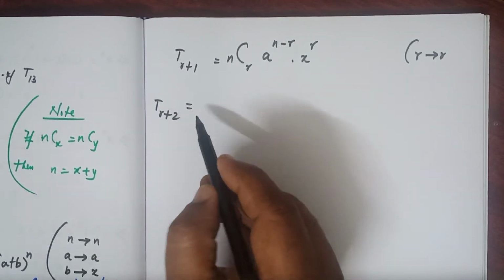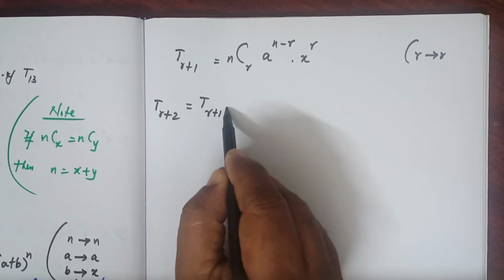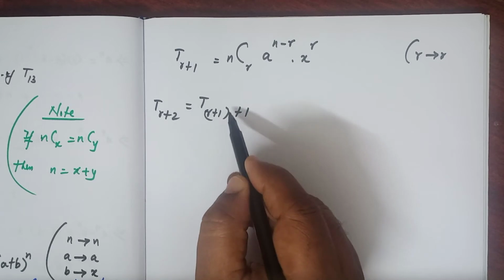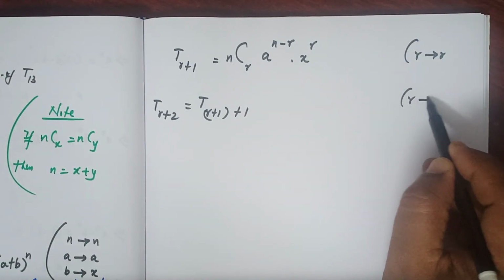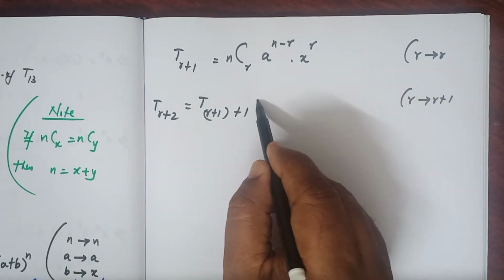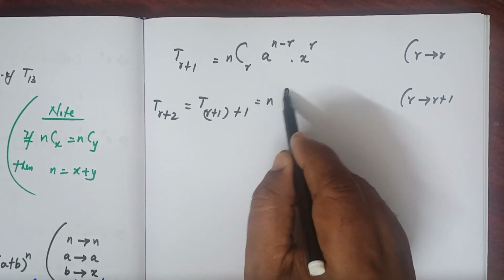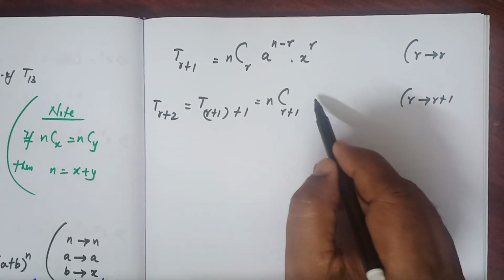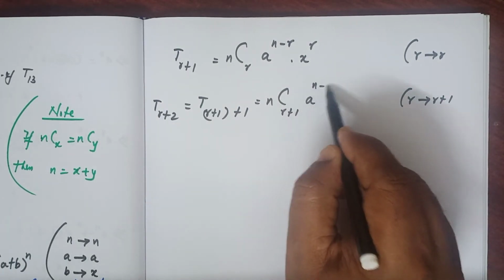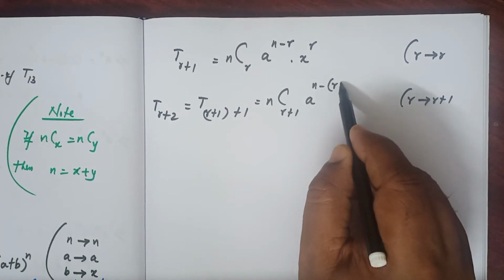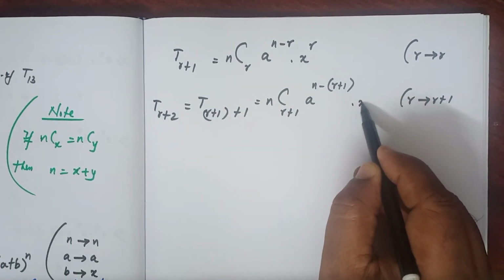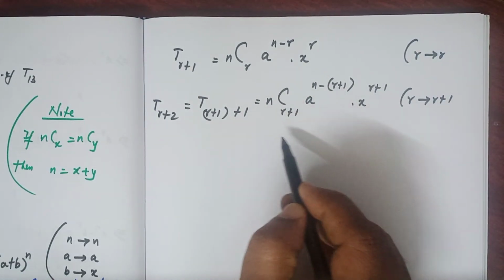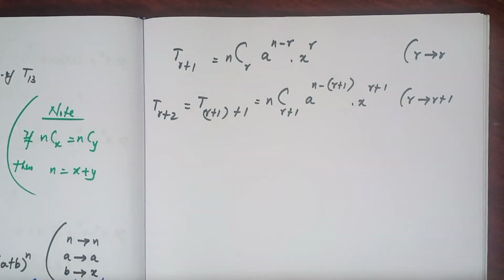Now the last one is t(r+2). t(r+2) can be rearranged as (r+1)+1. So at the end we have 1. So instead of r we have r+1. Here we have to replace r by r+1. That is equal to nCr in the formula, r has to be replaced by r+1. a is a only, power n-r replaced by r+1. b, that is x^r, replaced by r+1. You have to consider the coefficient nC(r+1).